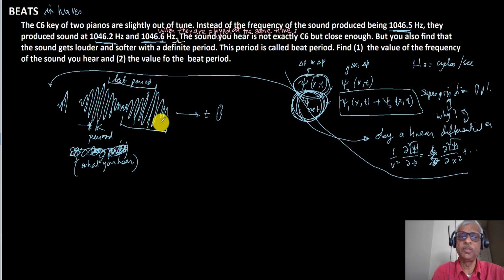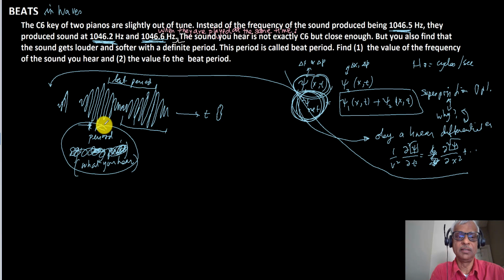Okay, that's what this question is. You originally have this and this, but you actually hear this. The sound you hear is at sometimes loud, and then gradually gets soft, and then it becomes loud again and soft again, and that's the beat phenomenon. So this is the beat phenomenon.